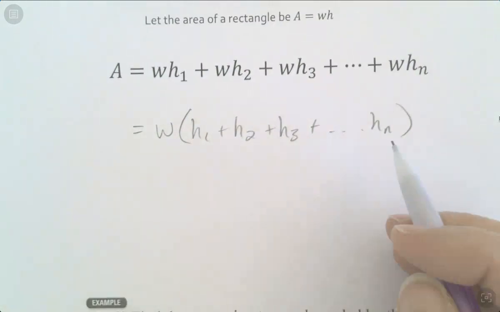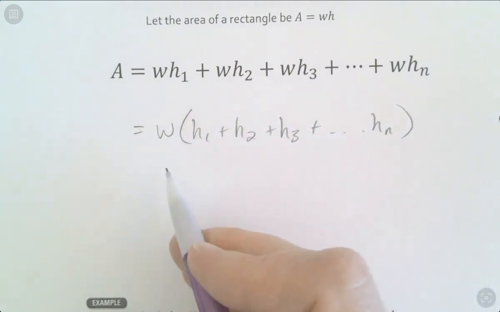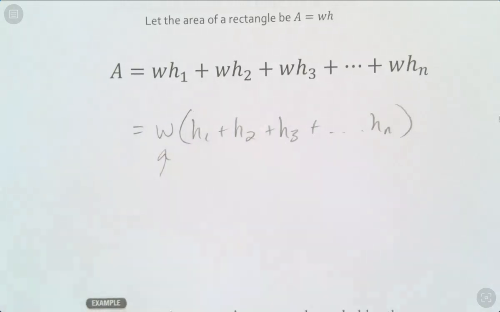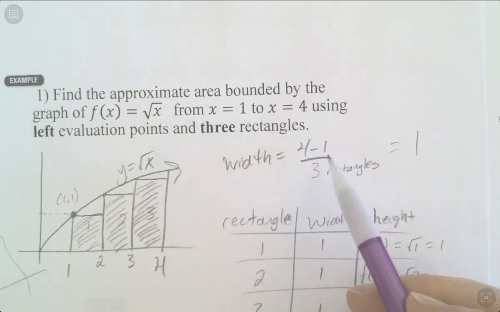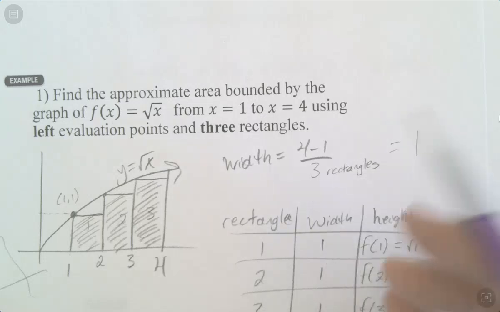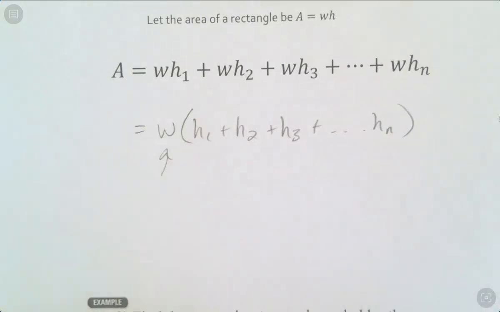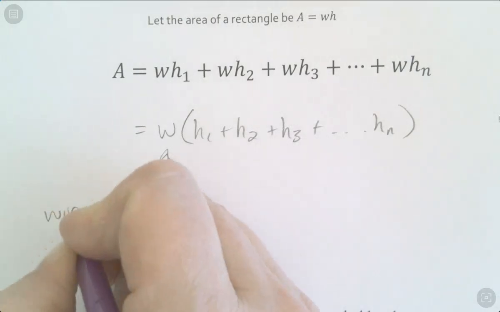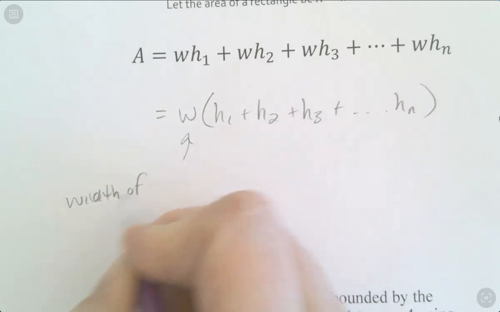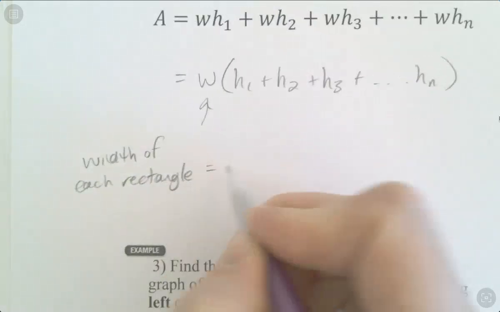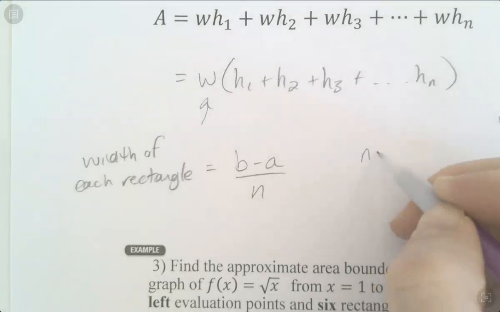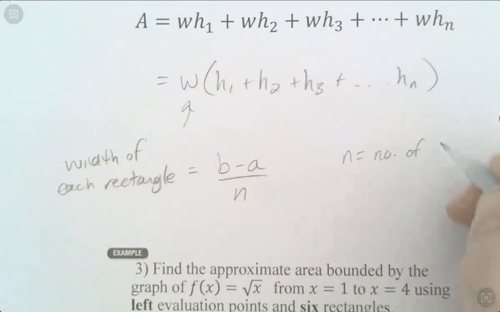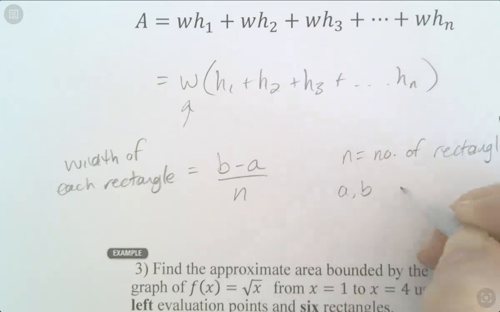All right, let's talk again about the width. So yeah, this is actually the formal way that we would do a Riemann sum. This width, remember when we did it over here, the width was, you want to take your bounds and subtract them and then divide by the number of rectangles that you have, okay? So you may want to write this down. I don't know if I gave you space for it. Okay, so the width of each rectangle is equal to B minus A divided by N, where N is your number of rectangles, and A and B are your bounds of integration.